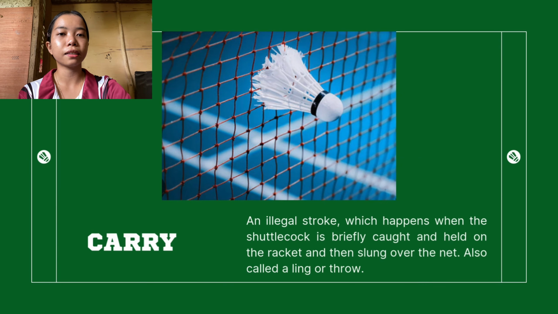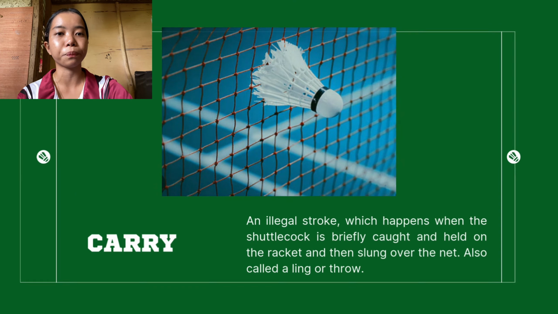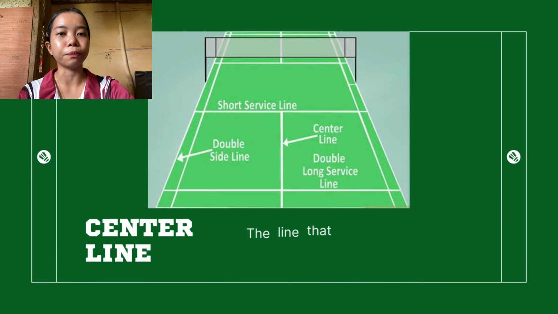Next is the carry. In badminton, a carry, also called a sling or throw, is an illegal tactic where the shuttlecock is caught and held in the racket strings before being released during a stroke. The rule against carries is designed to prevent players from manipulating the shuttlecock and gaining an unfair advantage by holding it on the racket.